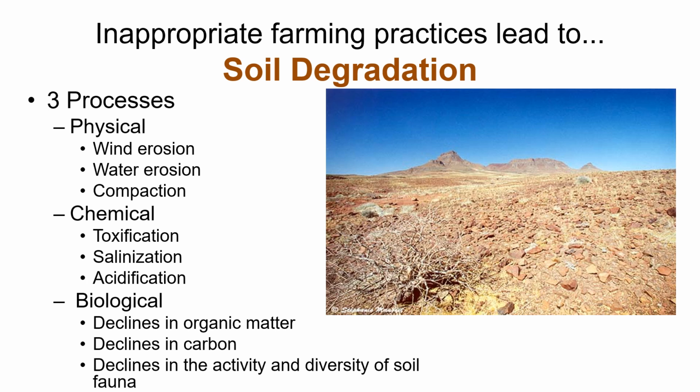So we have the wind and water erosion, we have compaction, and for chemical, we have toxification. We also have salinization, acidification, and for biological, we have declines in organic matter, in carbon, and in the activity and diversity of soil fauna.